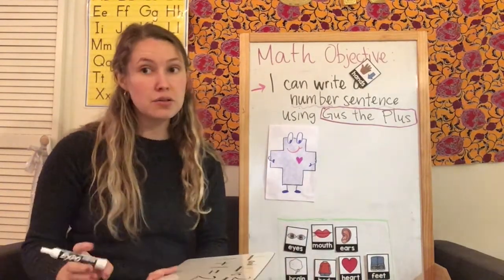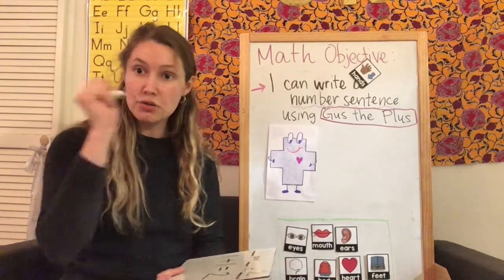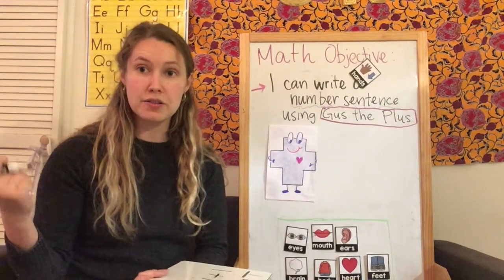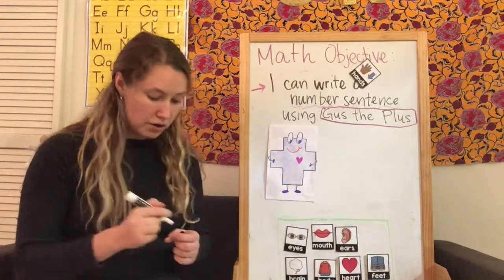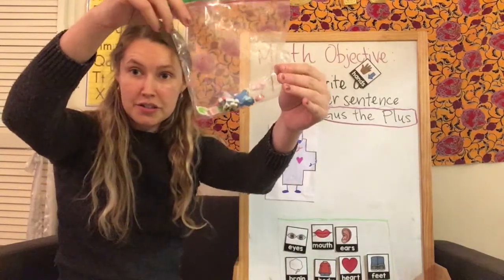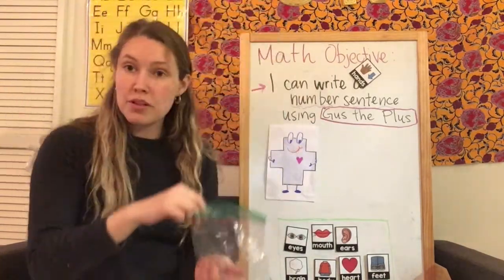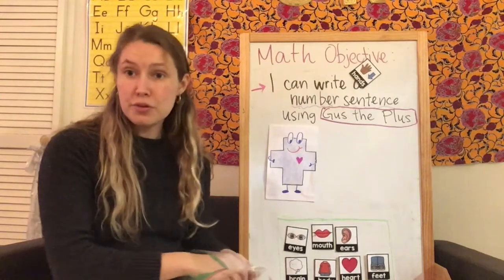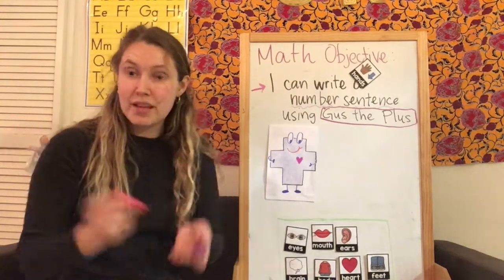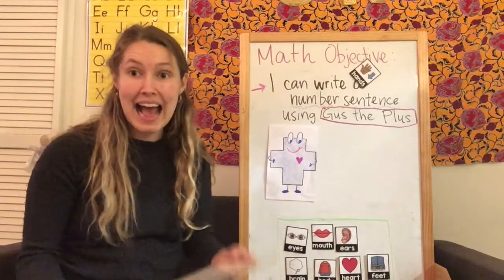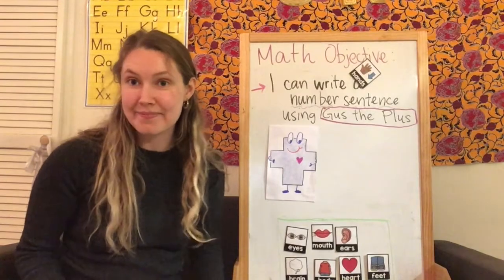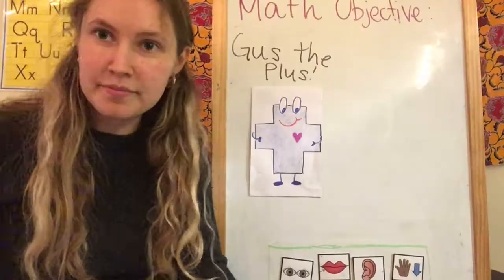So you can either do this in your whiteboard packet using your dry erase marker, or you can do it with a pencil and paper. You are also today going to need your little spring counters, these little mini erasers that I sent home with you guys. We are going to be using them to help us the way that we used our Unifix cubes last week. They're going to be showing us how we can use Gus the Plus to add things together, to put them together. All right, let's get started, guys.